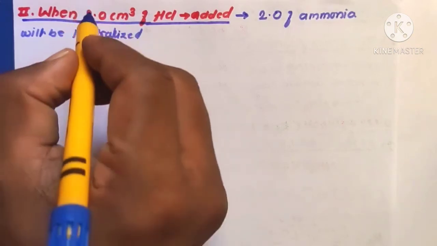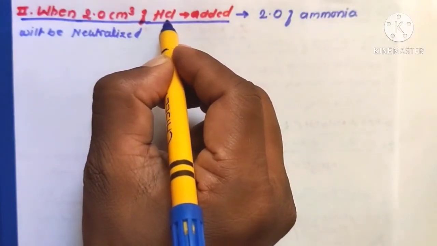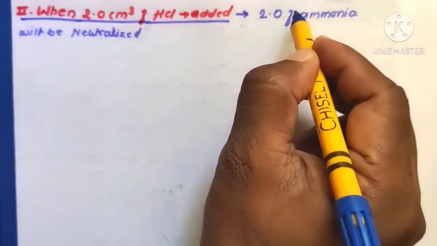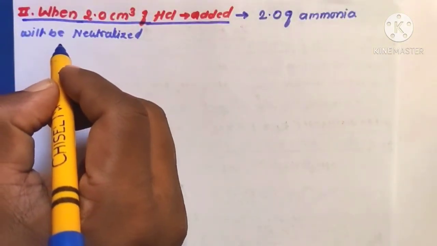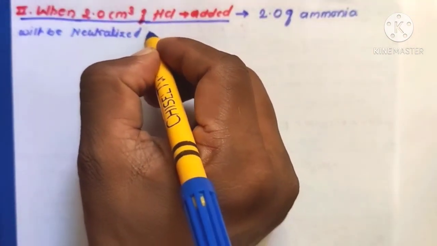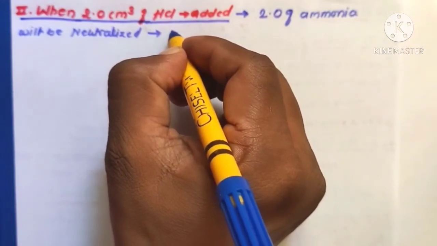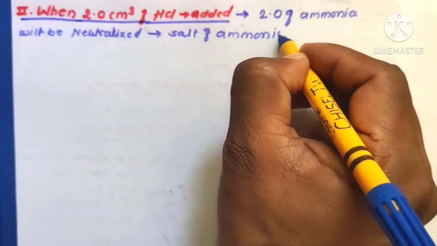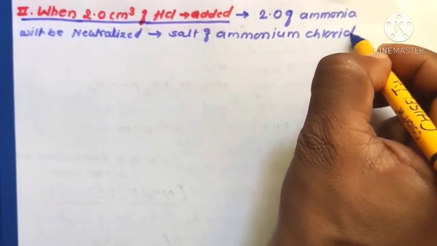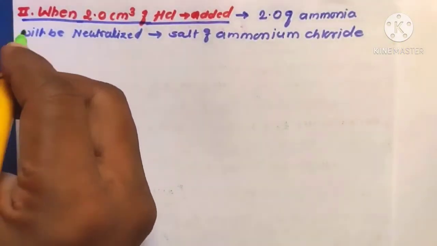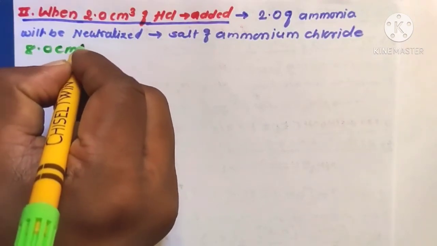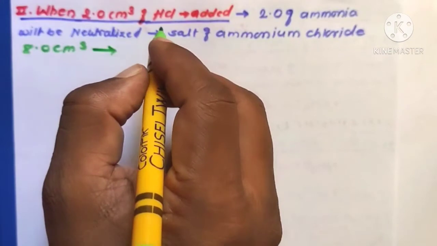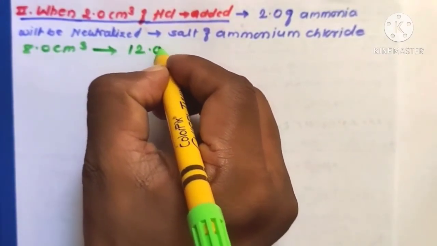In the second case, when 2.0 cm cube of HCl is added into the ammonium hydroxide solution, that is the titrant, 2.0 cm cube of ammonia will be neutralized to form the salt ammonium chloride, and 8.0 cm cube of ammonia will remain unneutralized, and the total volume will be 12.0 cm cube.